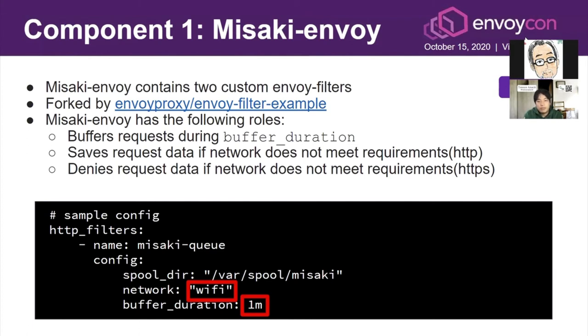After the buffer duration, if the network is still unavailable, it saves the request data to the file system. The buffer duration is set to 1 minute in this configuration file. The data will be resent by the Misaki Proxy Manager when the network is available again. If we use TLS, we can't save request data, so we just drop it. TLS support is one of our future tasks.